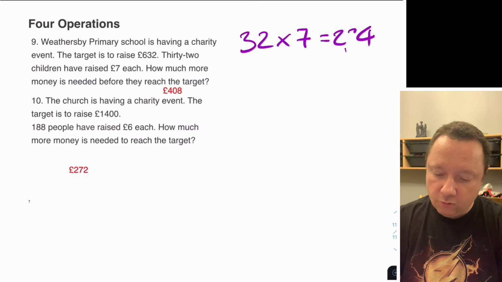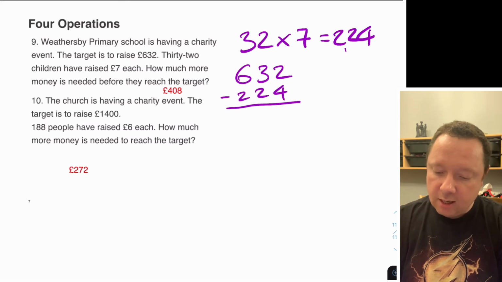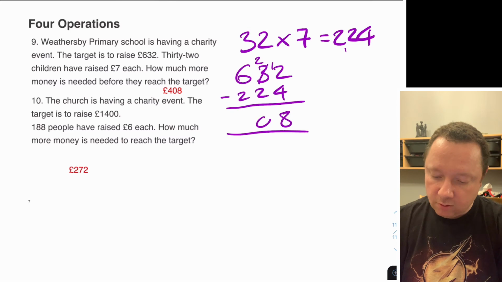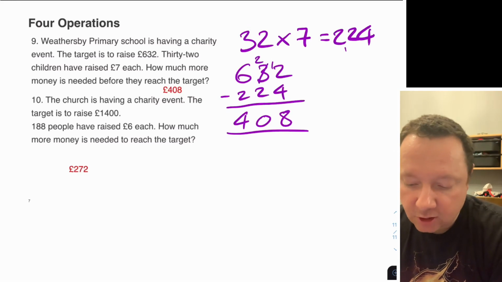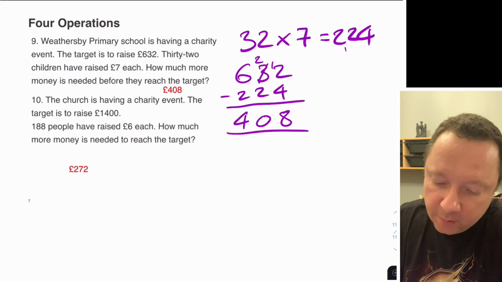Which is 224. The total to raise was 632. So I need to do 632 minus 224 to see how much is still left. So I can do that with the column. 12 minus 4 is 8, 2 minus 2 is 0, 6 minus 2 is 4, so that's where we get £408.